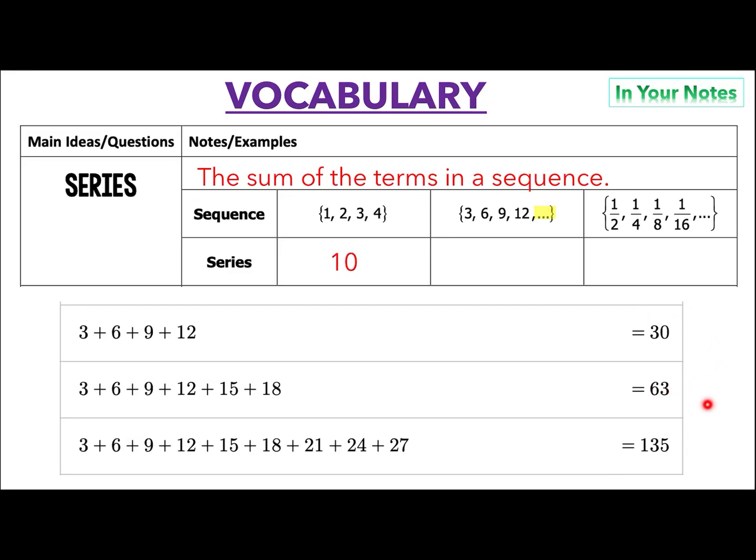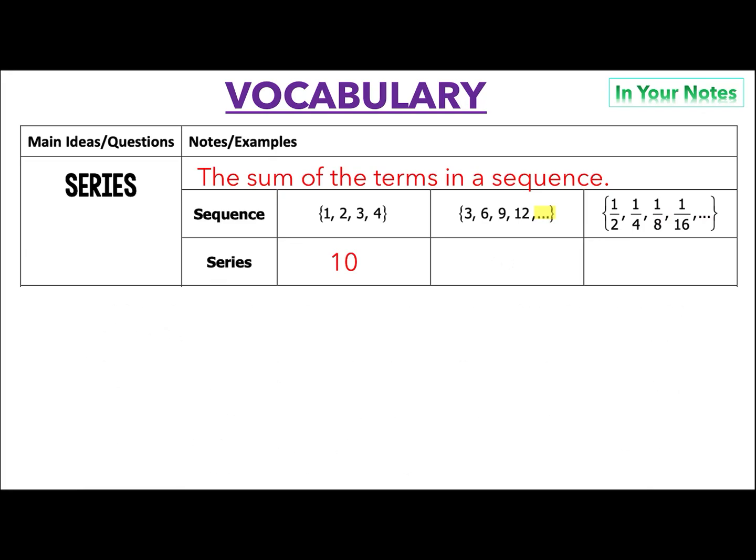So what I wanted you guys to see was that obviously the sum is getting larger and it's not going to stop. It's just going to keep getting larger and larger and larger. So therefore the series of this sequence, because it has the 3 dots, because the sequence never ends, that series is actually going to be infinity because it's going to keep going on forever.